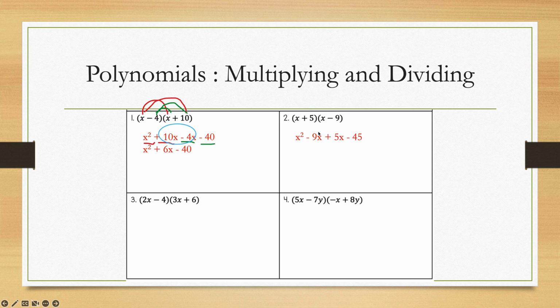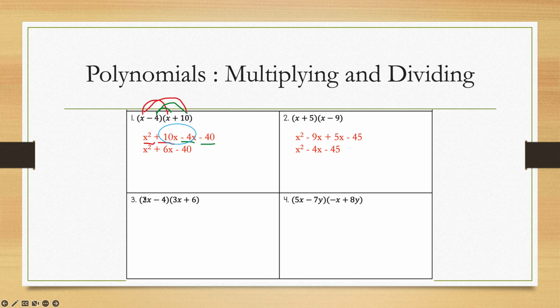I can combine in the middle there the negative 9x and the 5x. The x squared stays the same, and the negative 45 stays the same. Negative 9x plus 5x is negative 4x. Okay, let's try number 3.